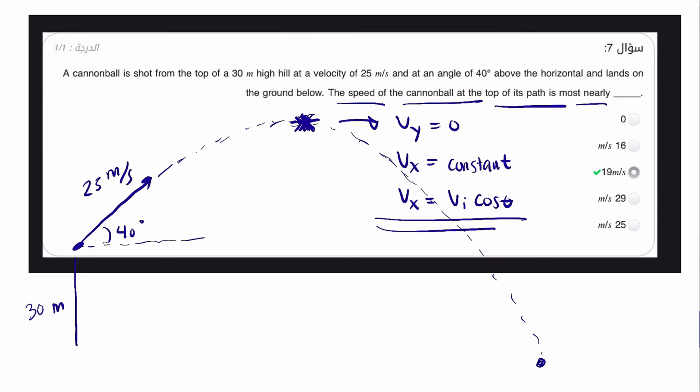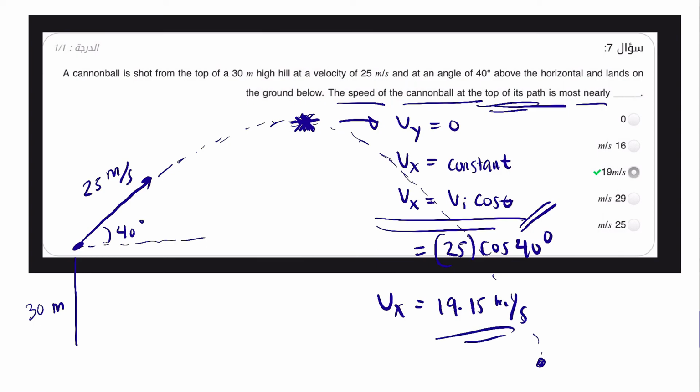So to solve this problem, we just have to use the equation Vx is equal to Vi cosine theta, and in fact that is the speed of the object at the top of its path. So we substitute Vi is equal to 25 multiplied by cosine of 40 degrees. Vx is equal to 19.15 meters per second, so therefore it is most nearly equal to 19 meters per second. This is the answer to this question.